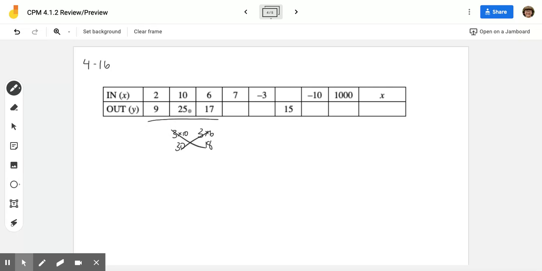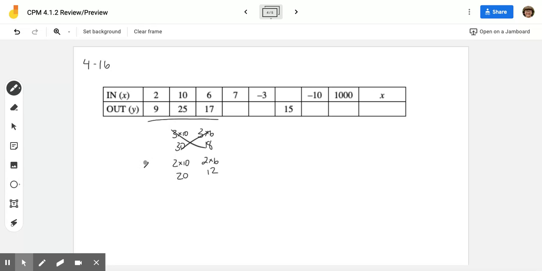So let's try 2. So if I do 2 times 6, I get 12. And that would have to be then minus 5 to get to 17. If I do 2 times 10, I get 20. I'm sorry, plus 5. I'd have to add 5. Okay, so then I would have to add 5. Okay, so far so good.